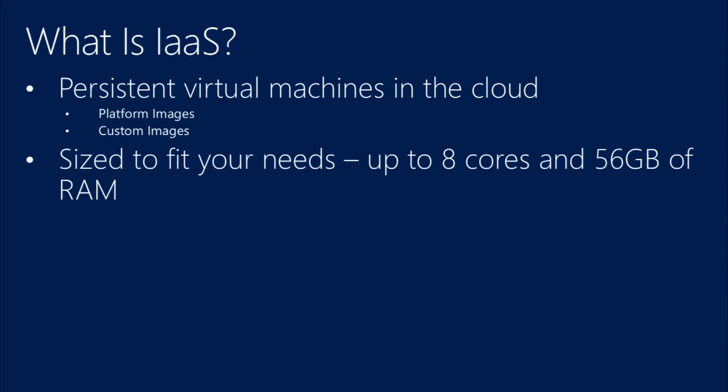IaaS has various size virtual machines, from a shared core with less than a gig of RAM all the way up to 8 cores and 56 gig of RAM in various increments. You'll see extra small, small, medium, large, extra large. Then you see A6 and A7. A6 and A7 are the high memory SKUs that we call them. The extra large VM has 8 cores and 14 gig of RAM. The A6 SKU has 4 cores and 28 gig of RAM. The A7 has 8 cores and 56 gig of RAM.